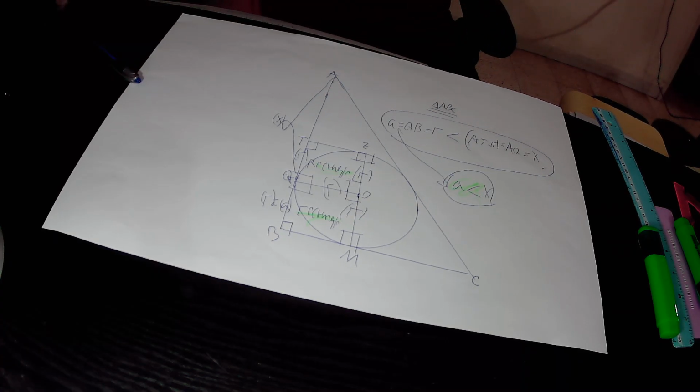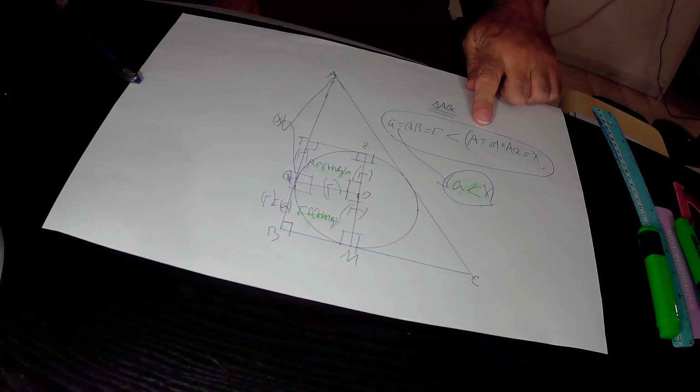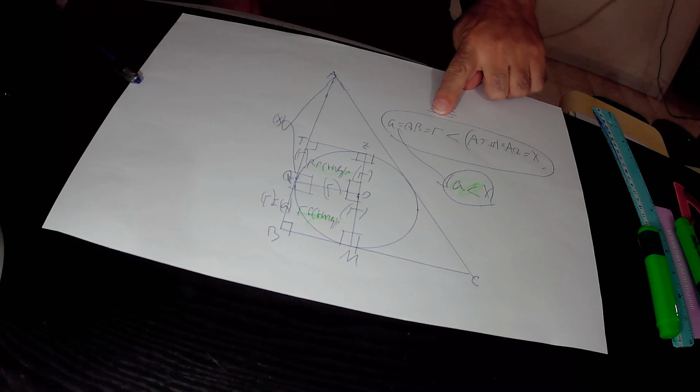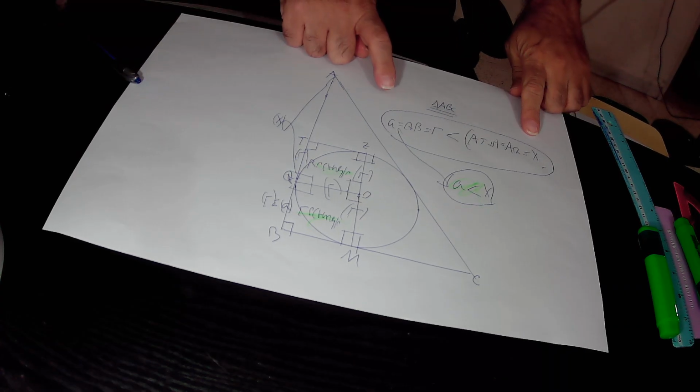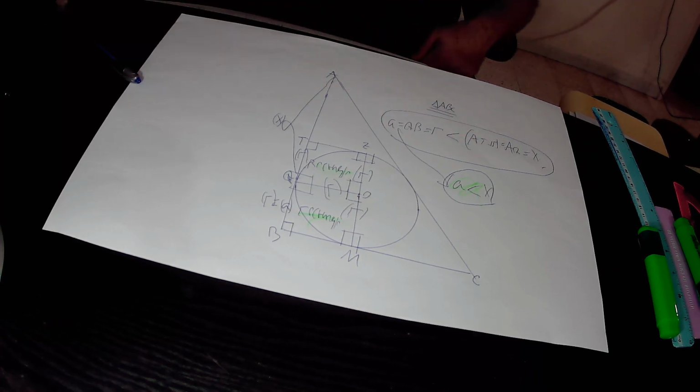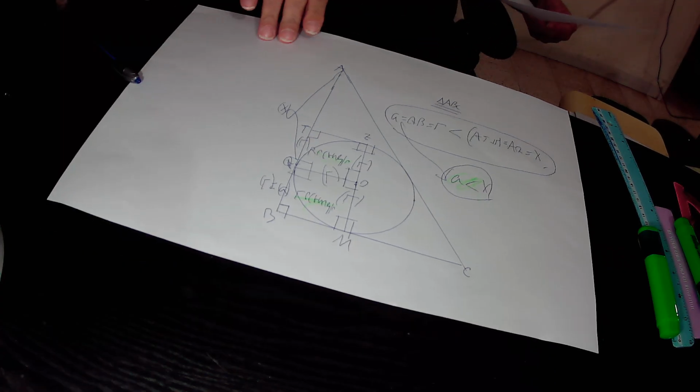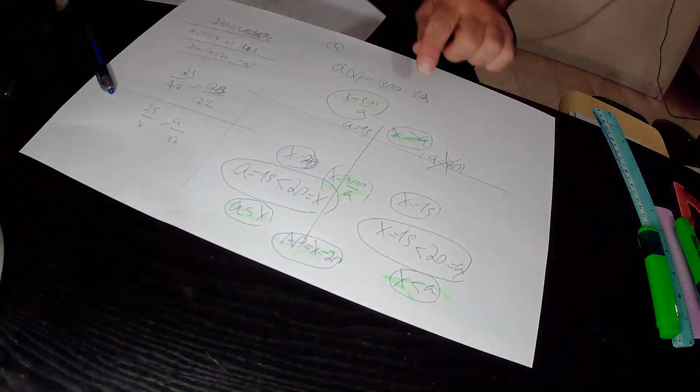AT is the length of this line segment, therefore it is absolutely a positive number. The length must be a positive number. Therefore, AT plus R is definitely greater than R, because AT is a positive number. And from this inequality, we derive that X is greater than A. So we found out that X is greater than A.